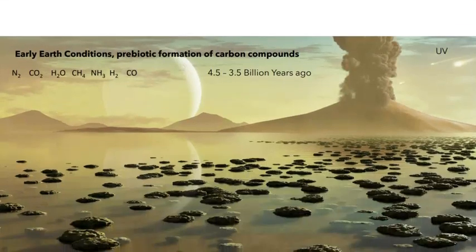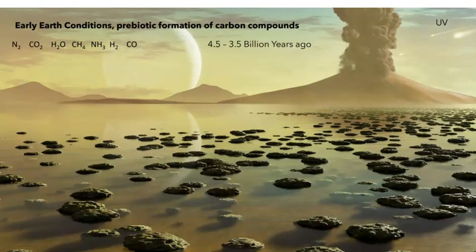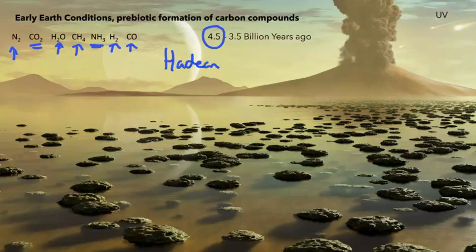Let's take a look at the atmospheric conditions. Well, these were dominated by things like ammonia and carbon dioxide. It's believed that there were others around, such as nitrogen, some water, methane, hydrogen, and carbon monoxide. And the period of time we're discussing is about 4.5 billion years ago in the Hadean eon, actually.